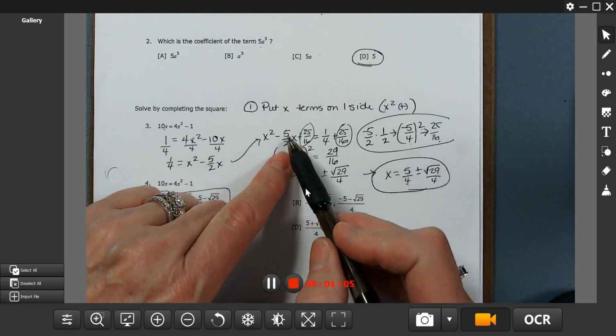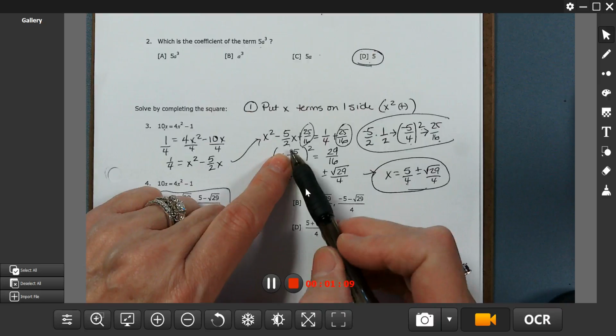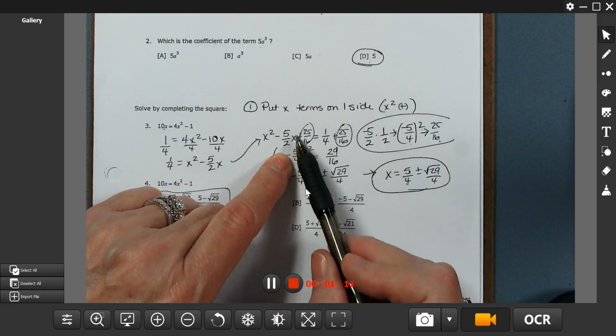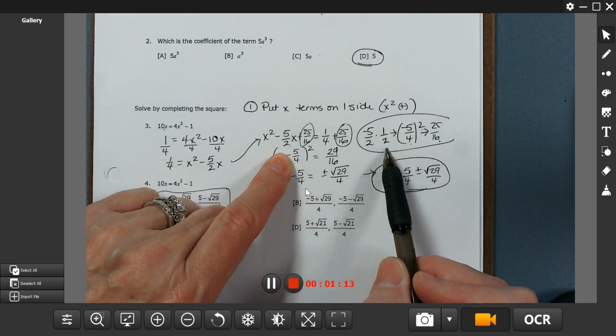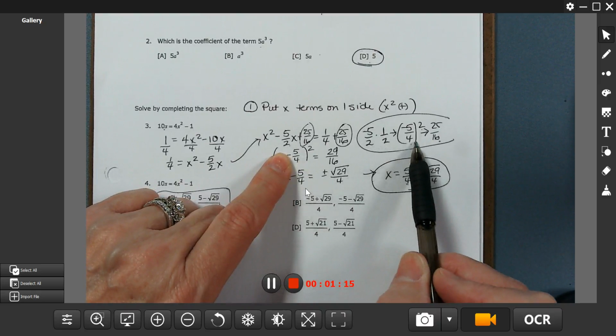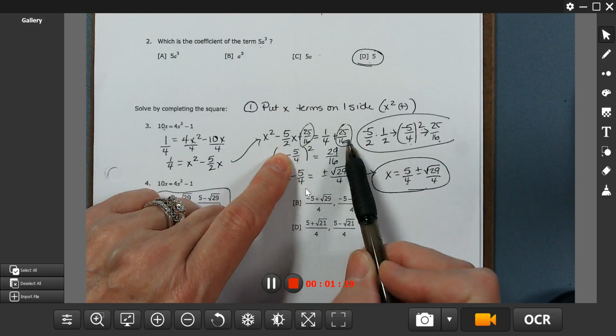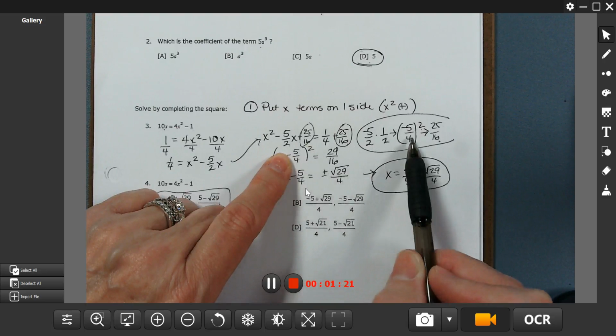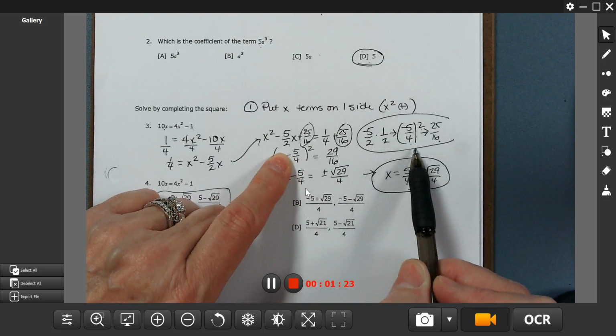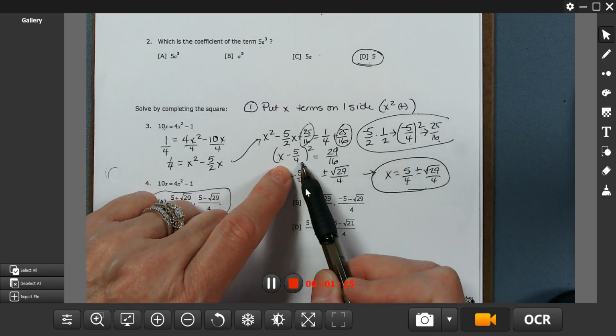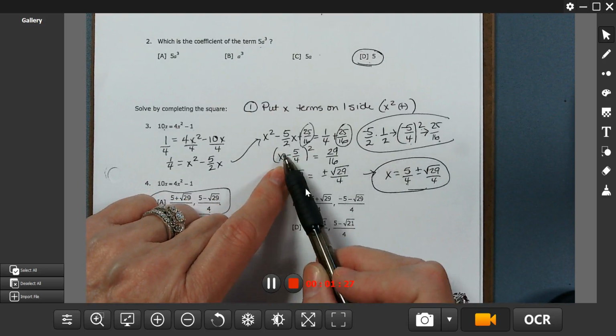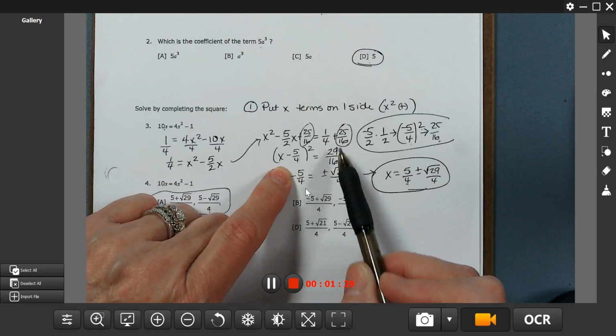And then we take, remember, the numerical coefficient, just like we were talking about it there, of the x to the first term, multiply it by half. Whatever you get, you square that. And the answer to that, you're going to add to both sides. Now, the number that you had before you squared it is the one that goes in the parenthesis with the x. And then it's squared on the outside.